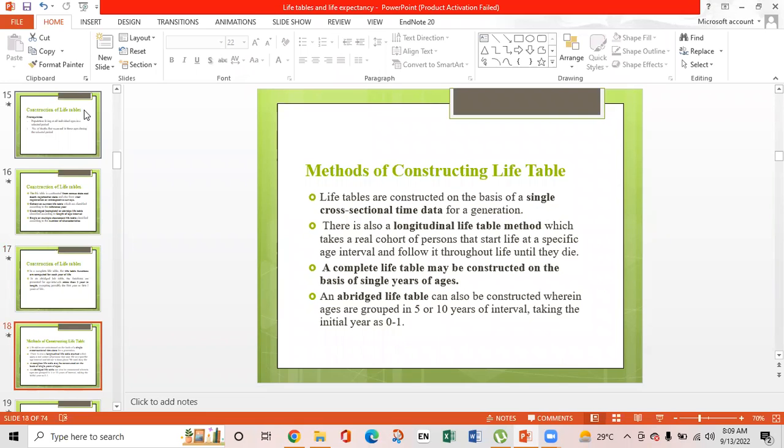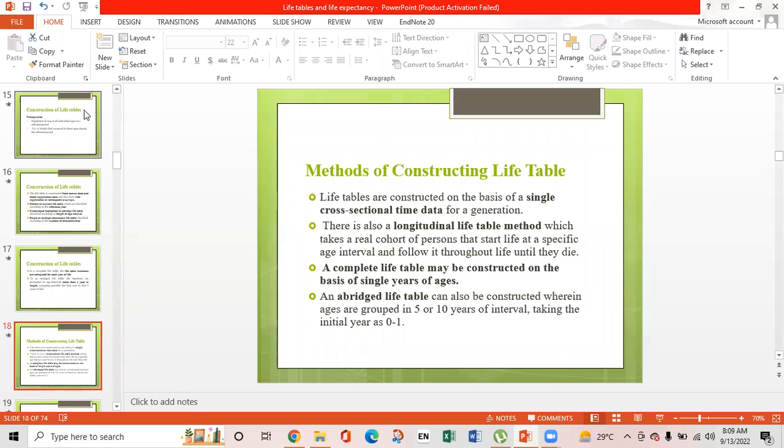Method of constructing life table. Life tables are constructed on the basis of a single cross-sectional data for a generation. There is also a longitudinal life table method, which takes a real cohort of persons, starts life at a specific age interval, and follows it throughout life until they die.